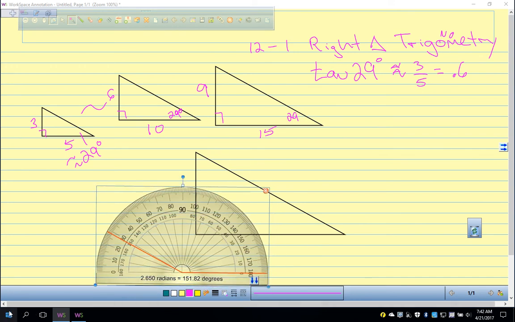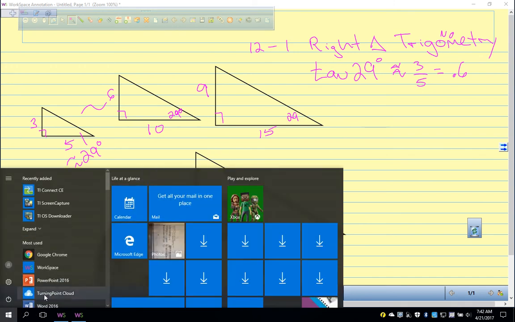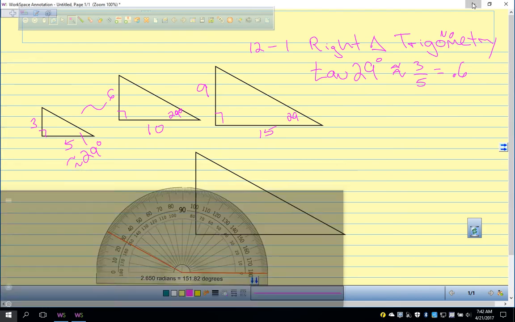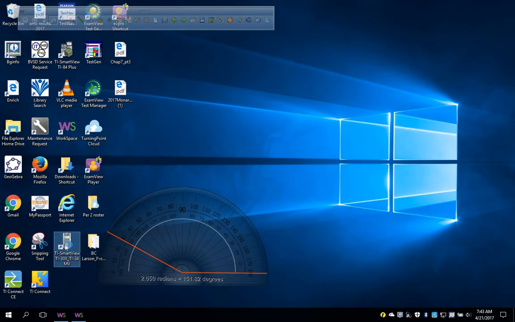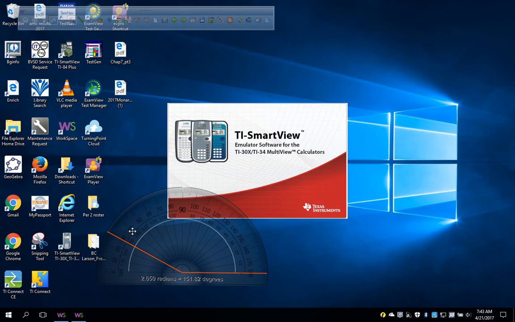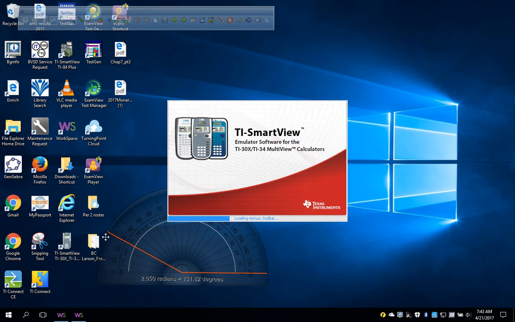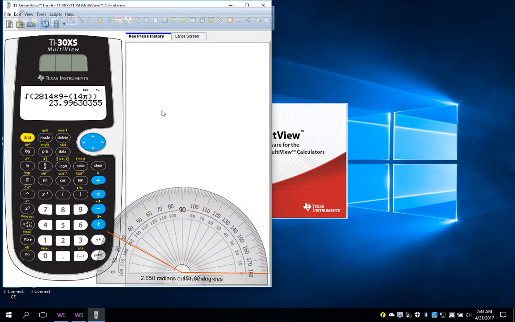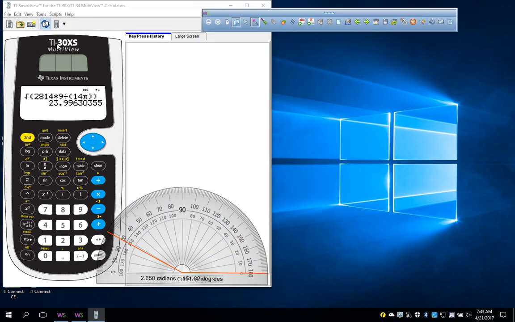So now, if I take a calculator. Calculator, here's a calculator. That's not a calculator, that's not a calculator. Let's get a calculator. Okay, here's a nice calculator that looks like some of the calculators that you have. Go, go, go. I don't need that protractor right now.